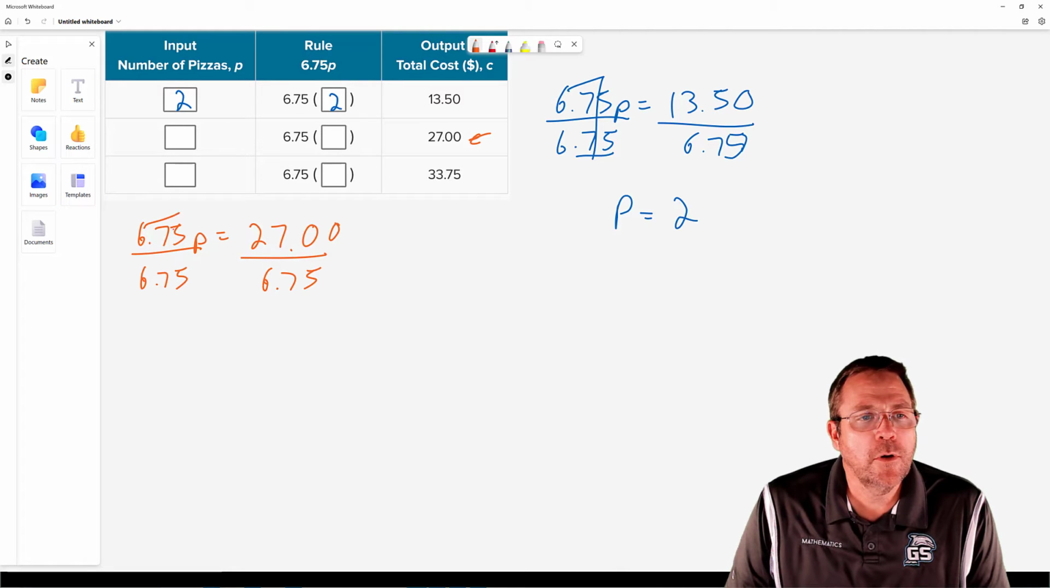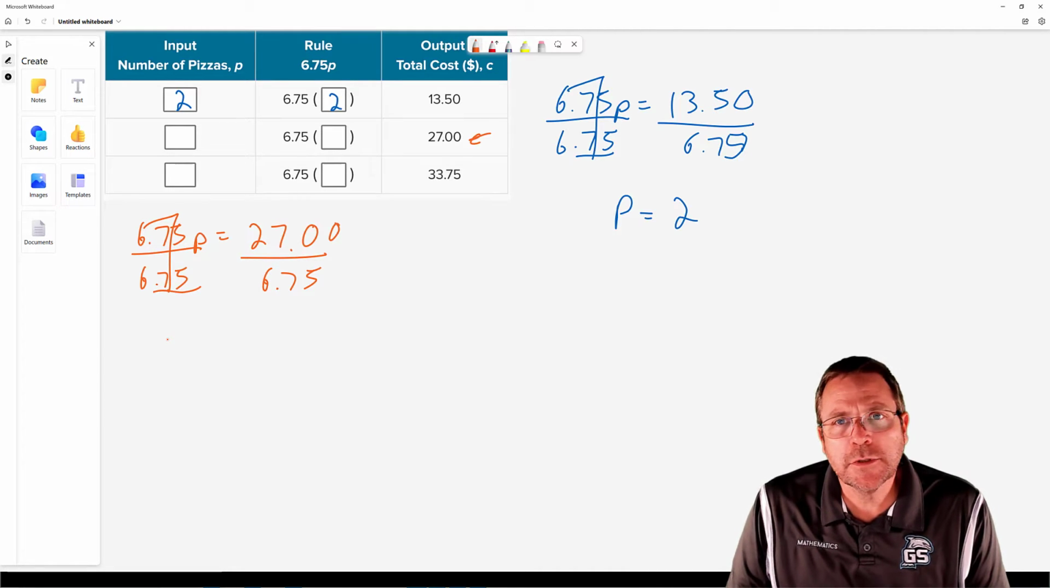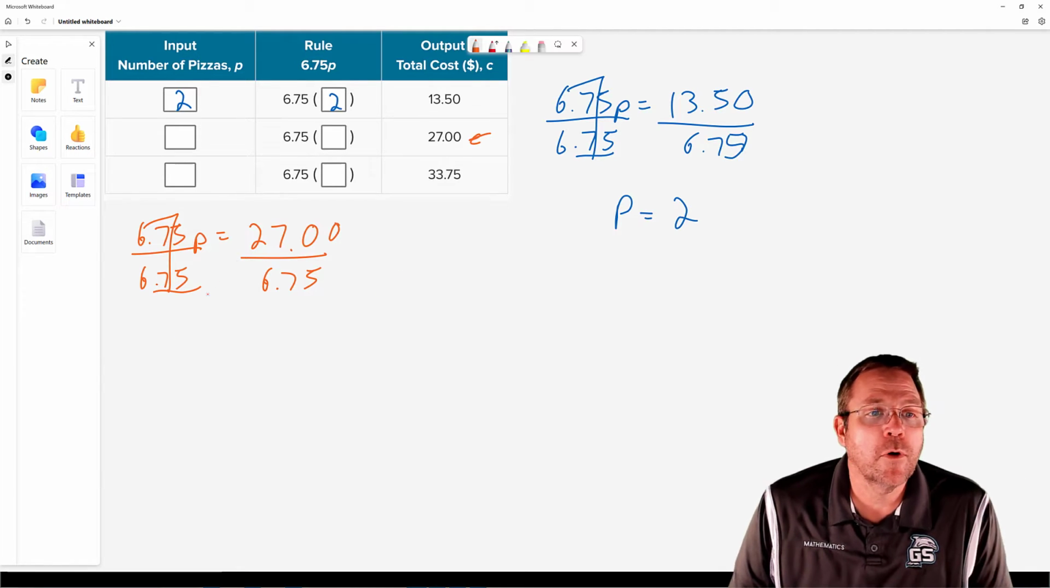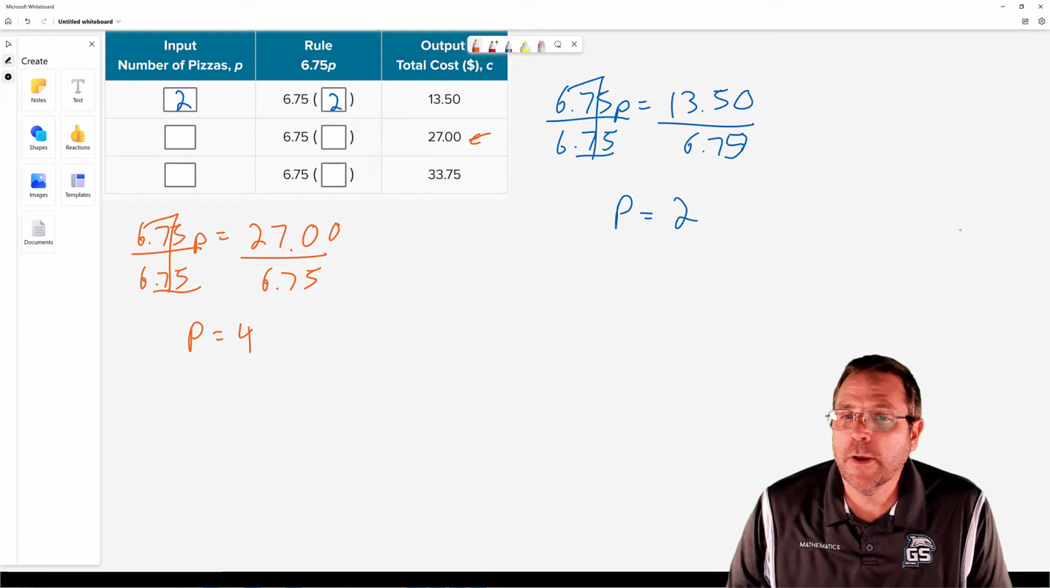And that one's a little bit harder to do in my head, but I'm just going to do some quick estimations and try it out. 6 times 2 is 12, times 3 is 18, times 4 is 24, and times 5 is 30. So I'm going for 4. I'm going to say that I think P is equal to 4 right here, but let's find out for sure.